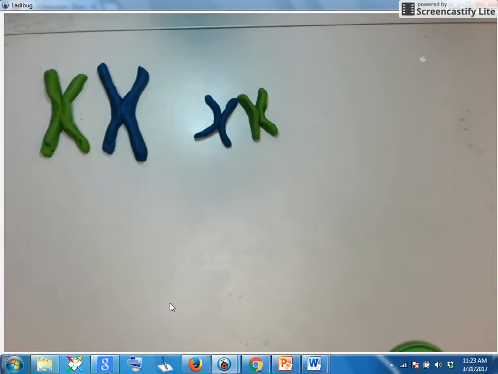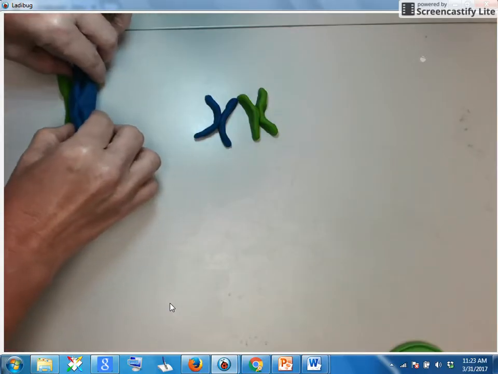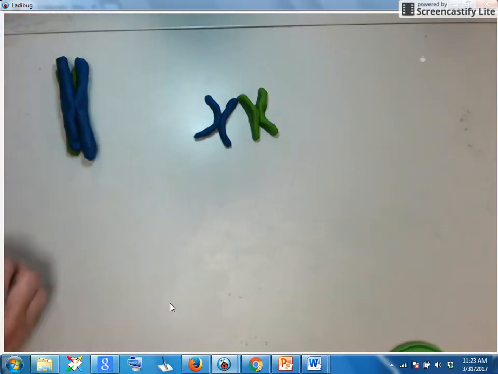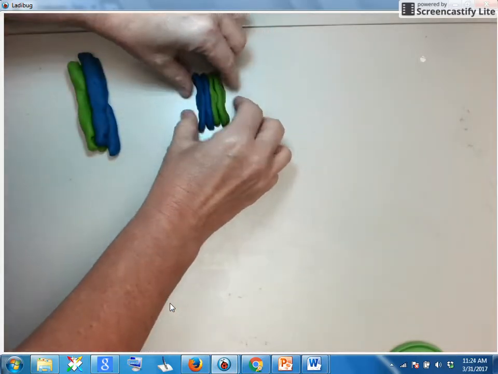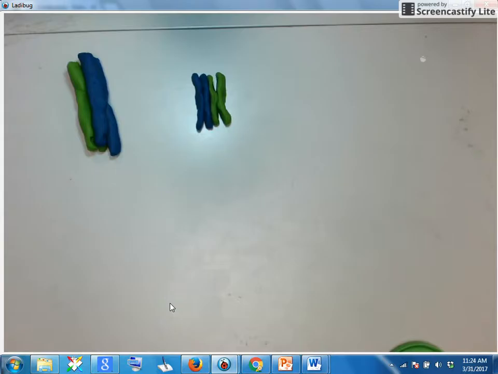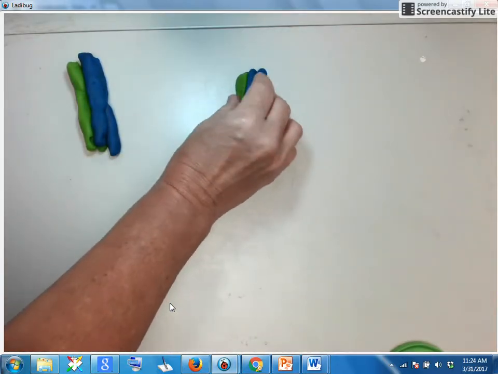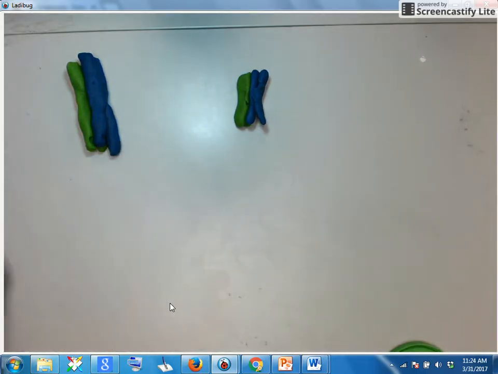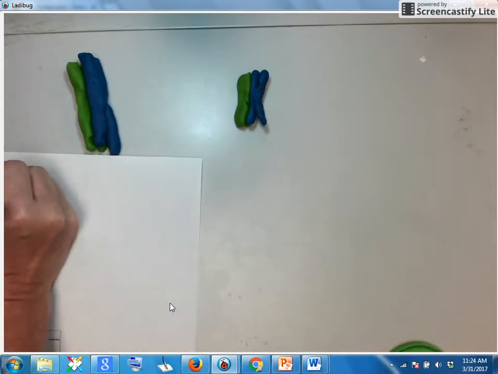All right, so we're ready to start prophase 1 in meiosis. And during prophase 1, homologous chromosomes coil up, like get really, really close. Okay, so not only do my sister chromatids form and get close, but my homologous chromosomes get real close. This is called synapsis. Synapsis.